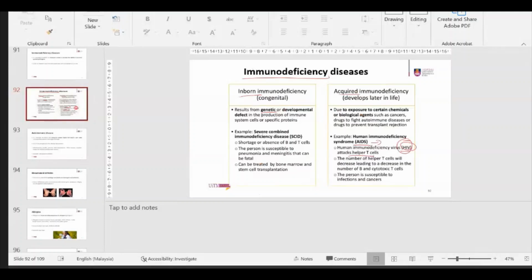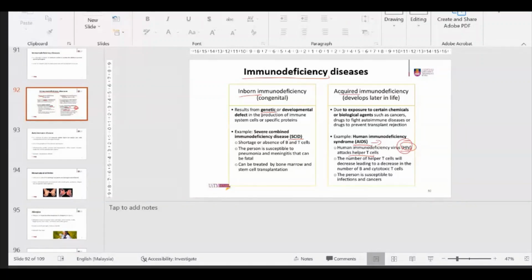This one here. Okay, so immunodeficiency disease dia terbahagi kepada dua kat sini, which is satu adalah inborn immunodeficiency, congenital. It means that lahir-lahir memang dah ada penyakit tu. Okay, so can be a result of genetic ataupun developmental defects. So example adalah SCID ni lah. So shortage or absence of B and T cell, the person is susceptible to pneumonia or meningitis that can be fatal and then can be treated by bone marrow stem cell. So maksudnya lahir-lahir memang dah ada penyakit ni.